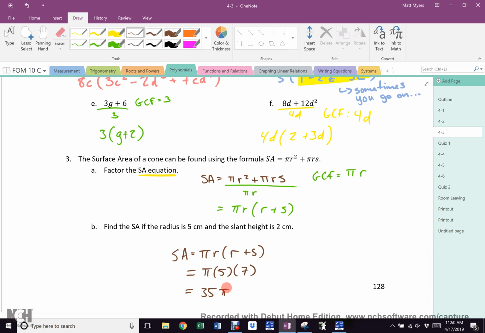Huh? But why did I need to? But they're the exact same thing. If I did it that way, it's 25 pi plus 10 pi, which is 35 pi. How is that any easier? It's just different.